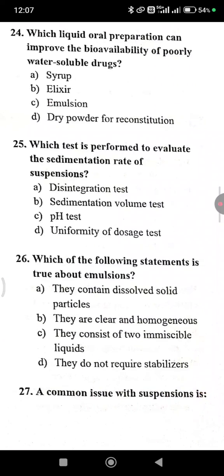Which of the following statements is true about emulsion? They contain dissolved solid particles. They are clear and homogeneous. They consist of two immiscible liquids. The right answer of this question is option C.